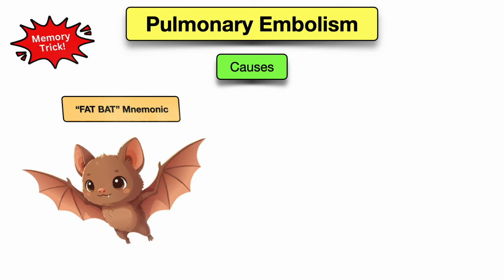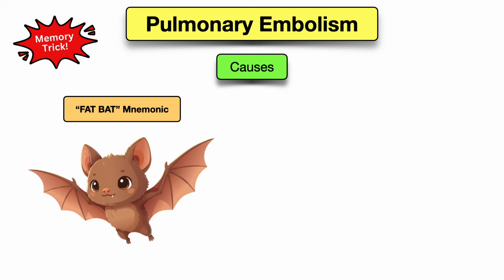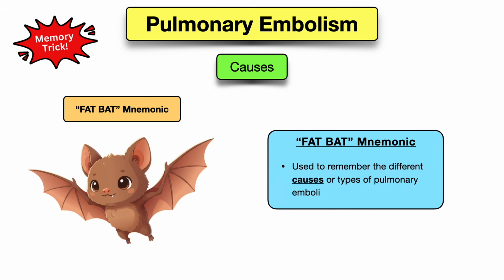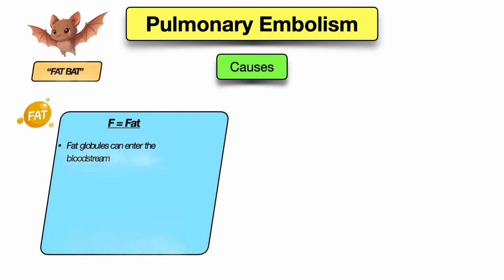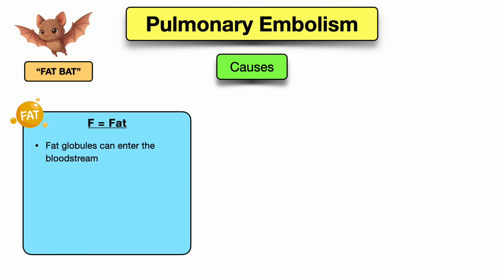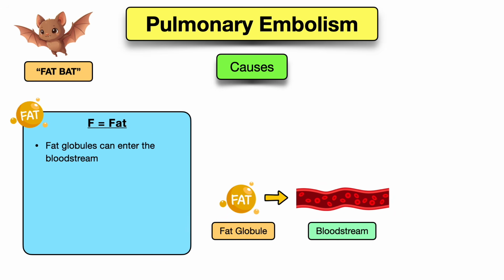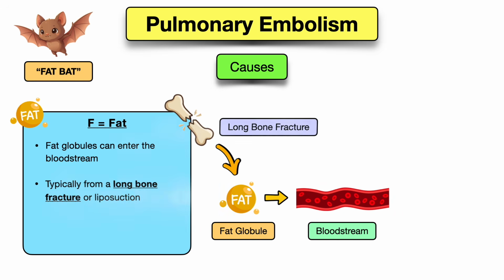The causes of a pulmonary embolism can be remembered using the mnemonic FAT-BAT. This is a common mnemonic used in many resources, and it helps you remember the different causes or types of pulmonary emboli. So let's walk through this mnemonic. First, we have the F, which stands for fat. Fat globules can enter the bloodstream. This is typically from a long bone fracture or liposuction.